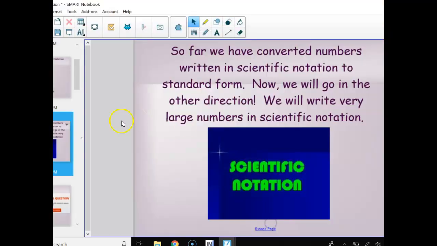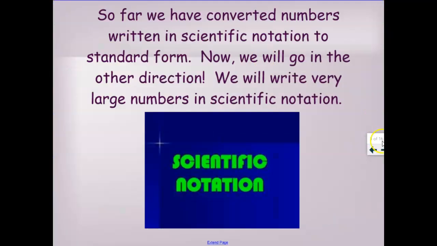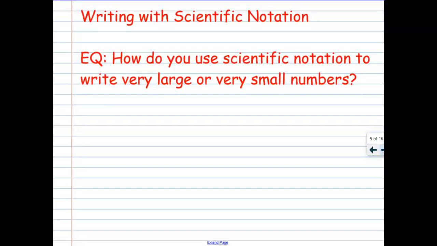All right, science. Go ahead and pause, add this to your table of contents, start a new page, and write down our EQ.